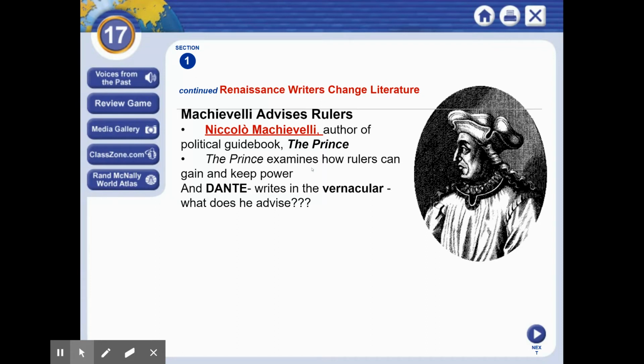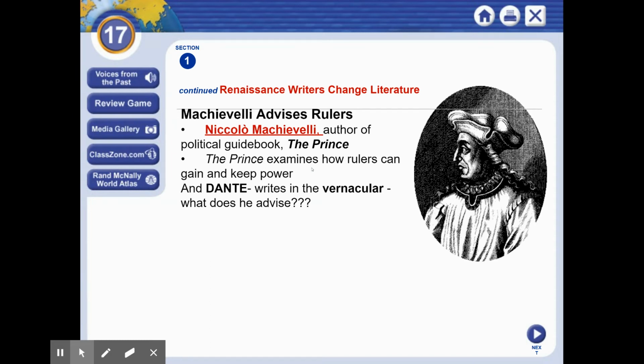Dante, on the other hand, does something different. He writes in the vernacular. During the Renaissance, we start to see artists write in languages that the average everyday person can understand. And this allows for information to spread amongst the regular population of people. So Dante, for example, decides not to write in Latin like many of the scholars of the day, and instead to write in Italian, in a language where everybody would have access to understanding it. So writing in the vernacular means to write in the everyday language in which the people speak.